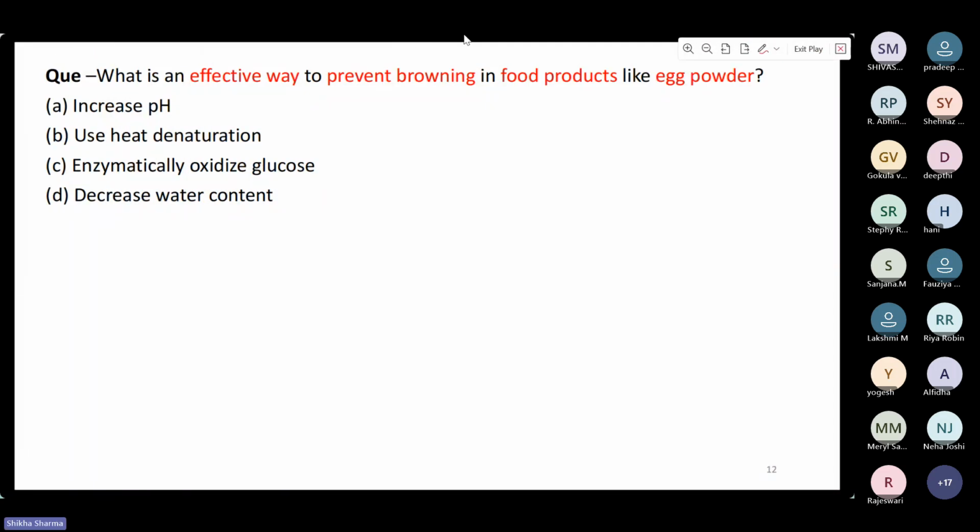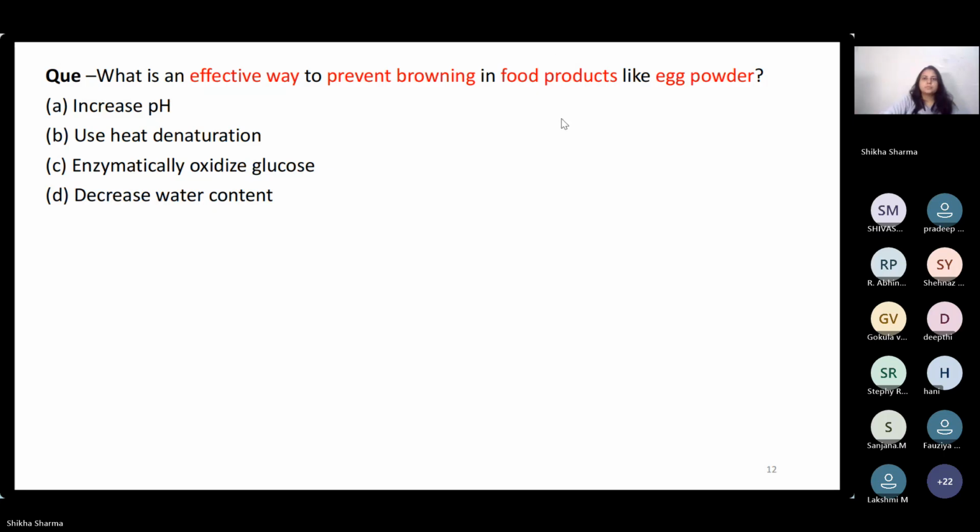What is an effective way to prevent browning in food products like egg powder? Rajeshwari says C, Shivasami C, okay. Enzymatically oxidize glucose. Lakshmi also, Shehnaz also. So many people are saying C, which is correct also.